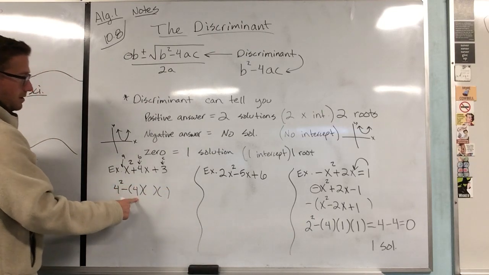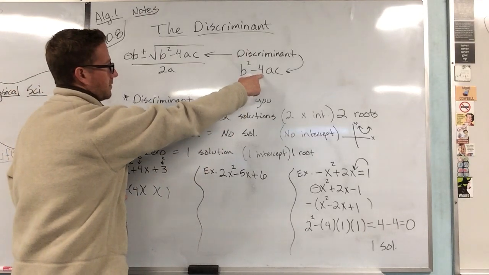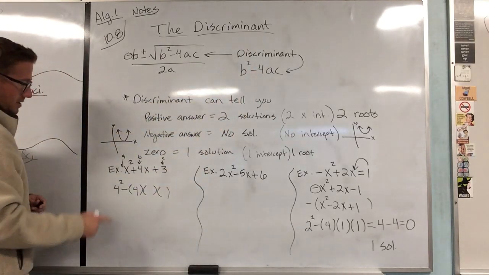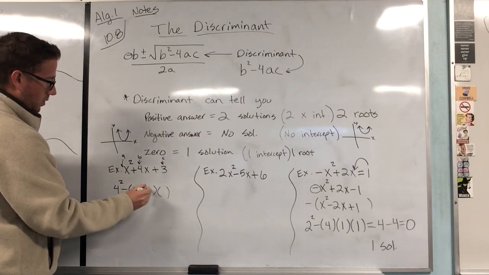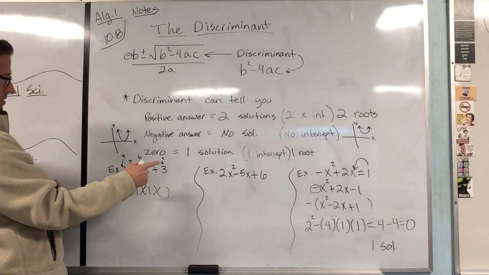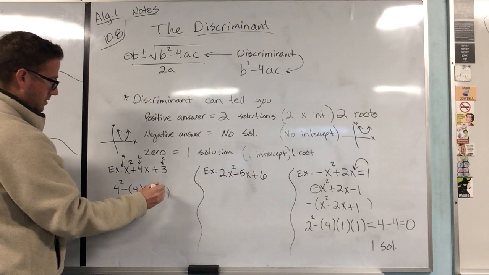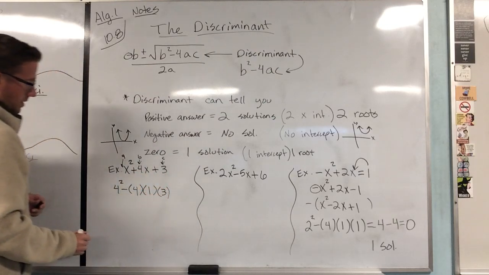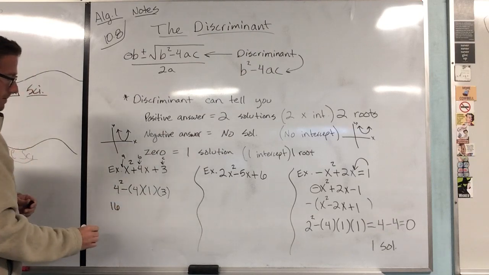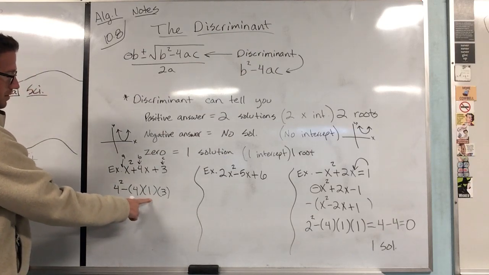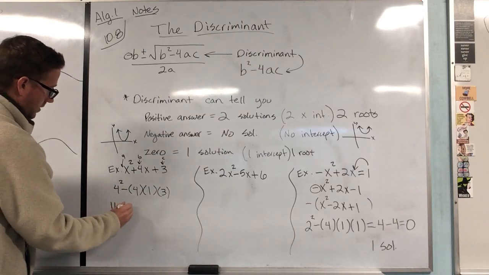That 4 right here is that 4 right here. What is A? There's no actual coefficient written. That must mean that it is 1. And what is C? It is 3. All right, so what is 4 squared? 4 times 4 is 16. Then 4 times 1 is 4. 4 times 3 is 12.